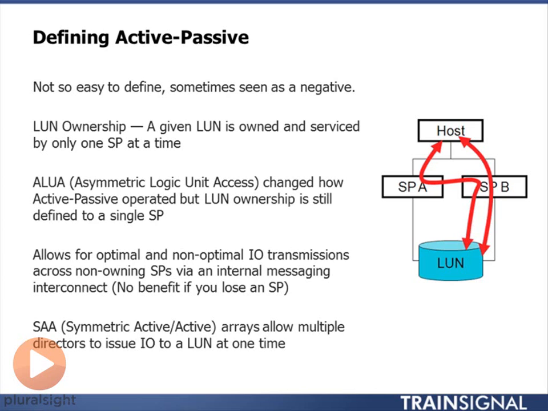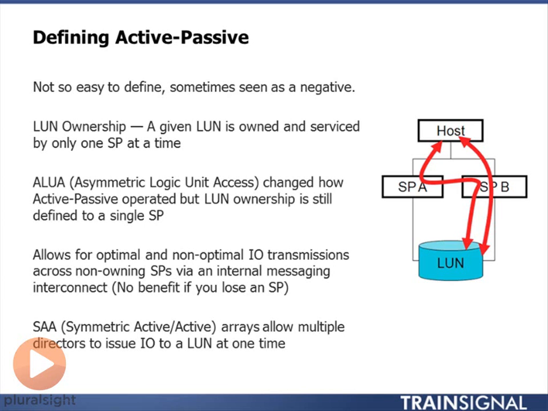So it doesn't really help you, and this is mentioned down here on the third bullet point. ALUA doesn't help you if you lose an SP in its entirety. There's no benefit to having ALUA in place. The benefit comes when you lose front-end connectivity to SPB in this example. Then the host can access that LUN owned by SPB via SPA across that internal messaging interconnect between A and B. So its path to that LUN is host to SPA, from SPA to SPB, then down to the LUN.